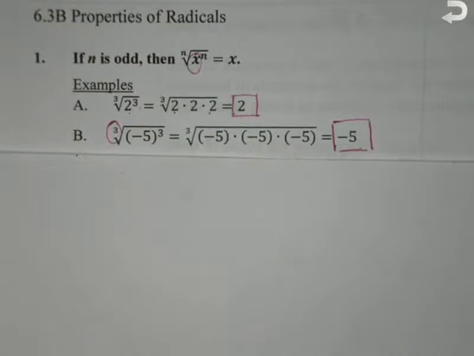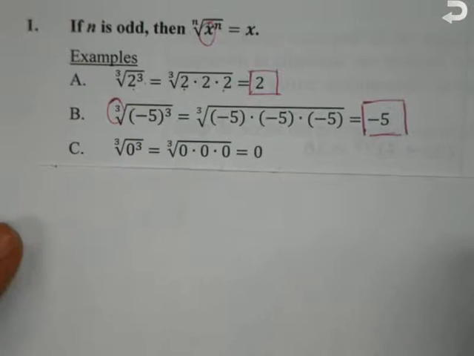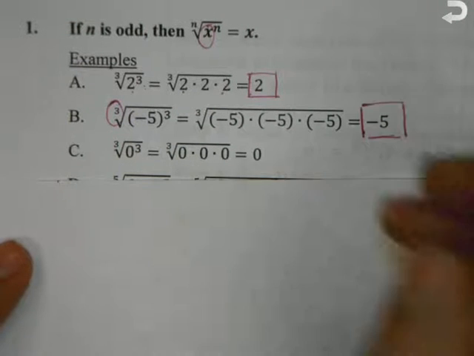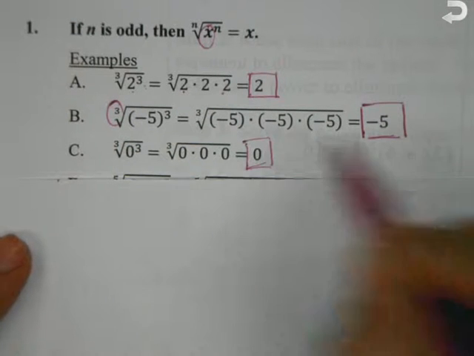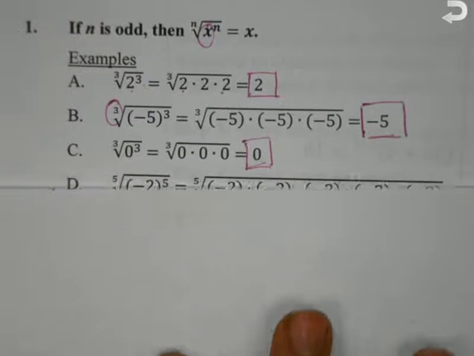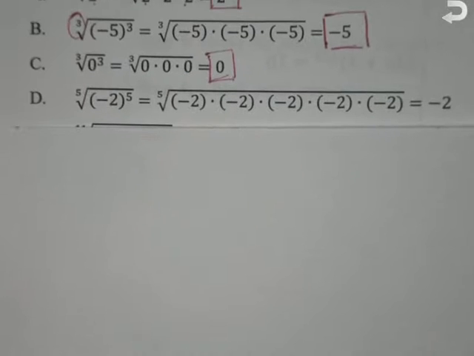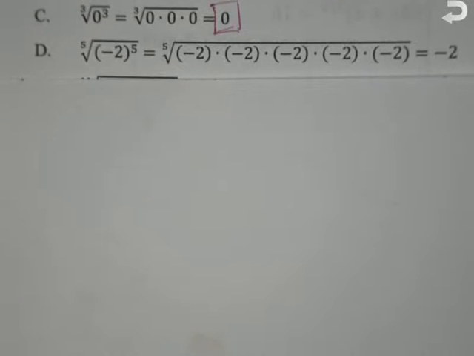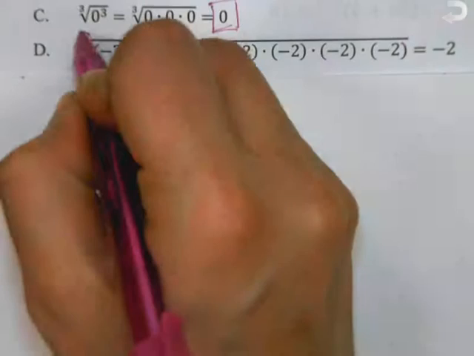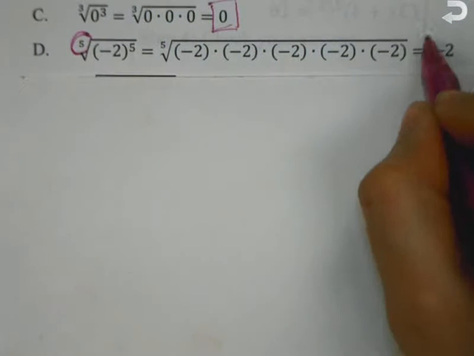What if I give you the cube root of 0 cubed? What would the answer come out to? 0. Are you guys seeing the pattern here? Okay, what if I give you the fifth root of negative 2 to the fifth? Is my index still odd? Yes. So my answer is going to come out to negative 2.